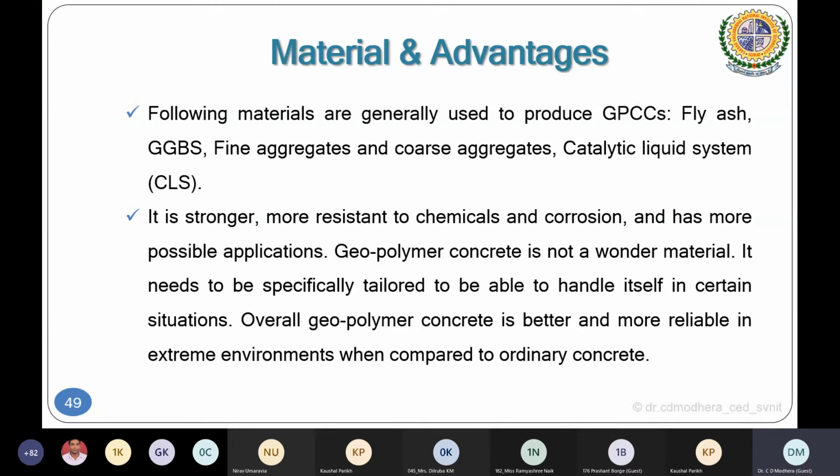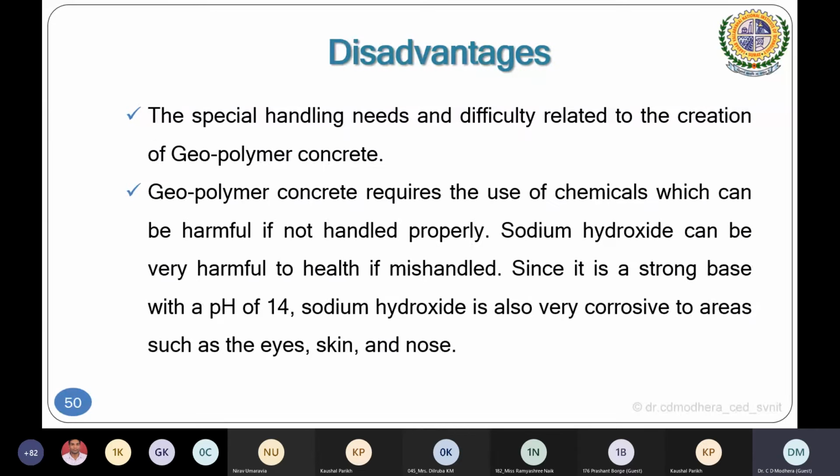But here, a skilled person is very much required to produce it. It is more reliable in extreme environments also when compared to ordinary concrete. The disadvantage I told earlier also, a skilled person is required. So special handling is needed, which makes the creation of geopolymer concrete difficult. Geopolymer concrete requires the use of chemicals, which are sometimes harmful if not handled properly. If not handled properly, then it will give a negative effect.